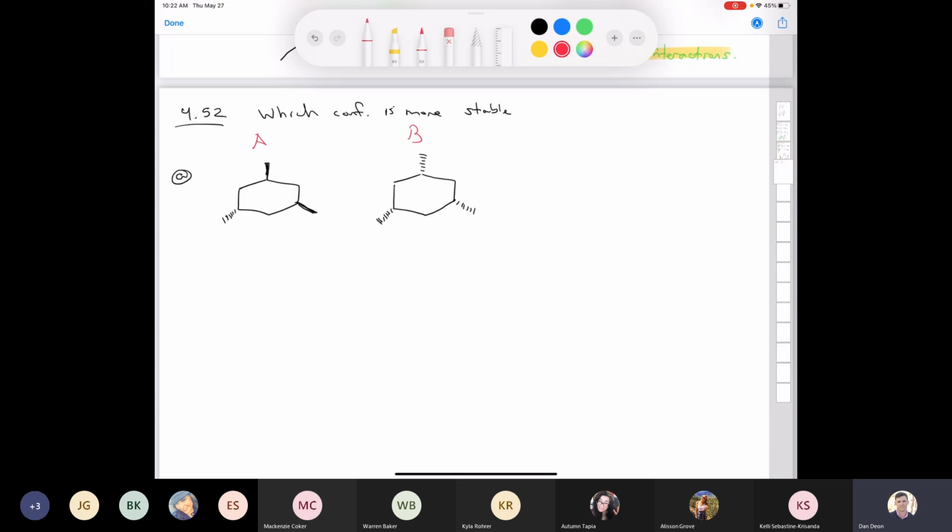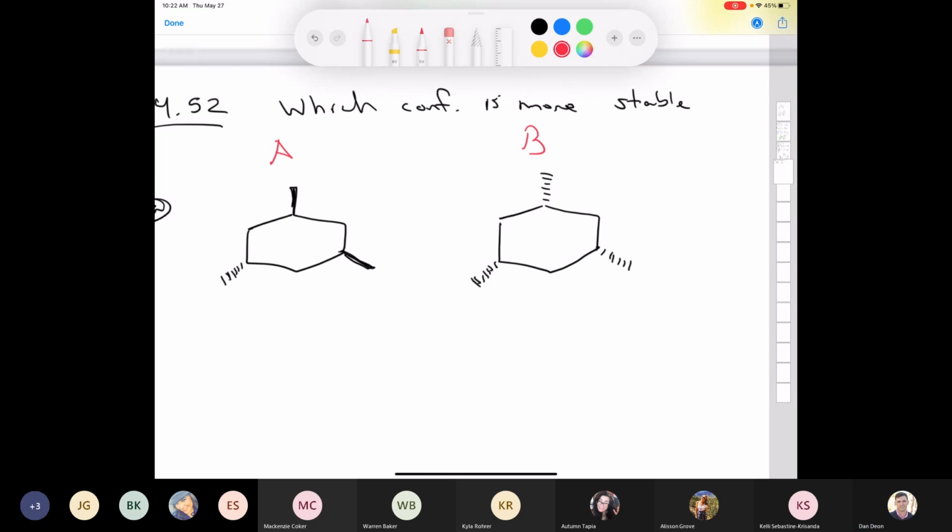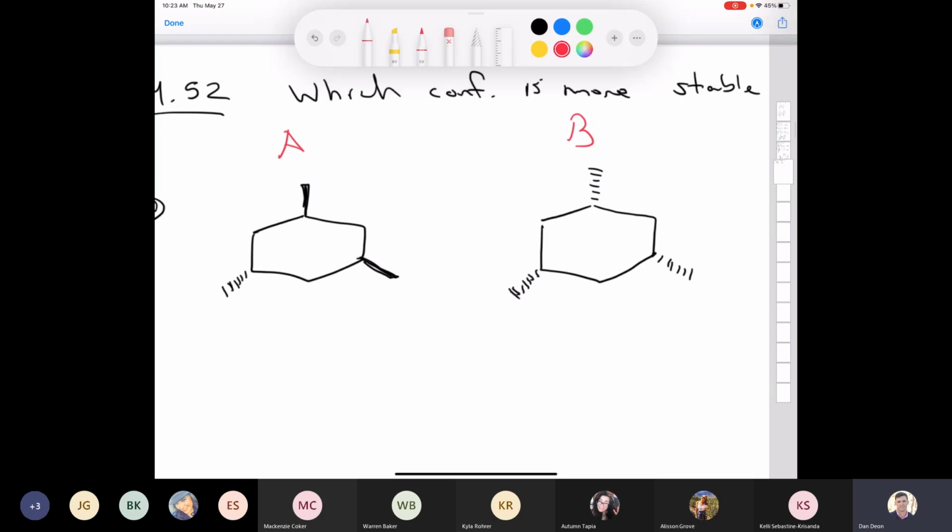All right. Before we even start, does anybody have an idea which one of these would be more stable? Would it be A or B? I'll show you how to solve it without drawing the chair. So I'll get a bunch of people saying A. All right. Nobody's saying B. Okay. Well, let's take a look at A, and then we'll take a look at B and see if we can figure it out.